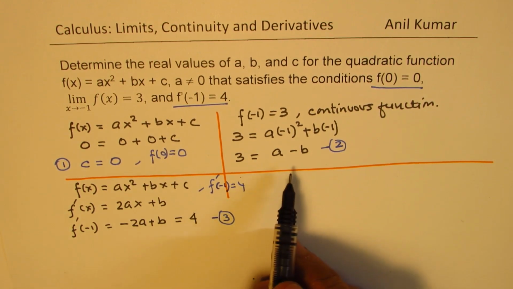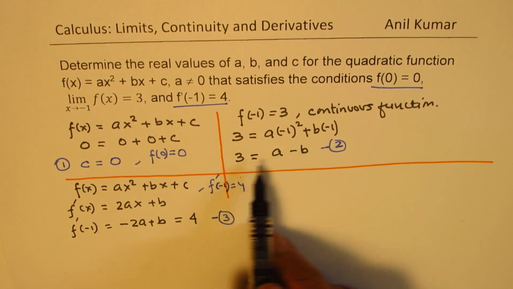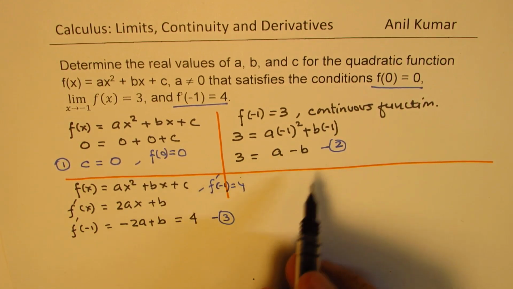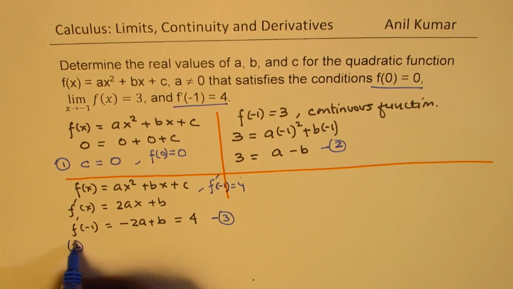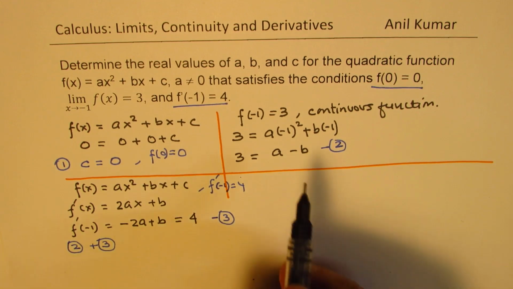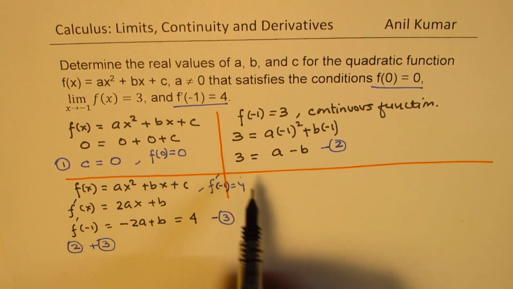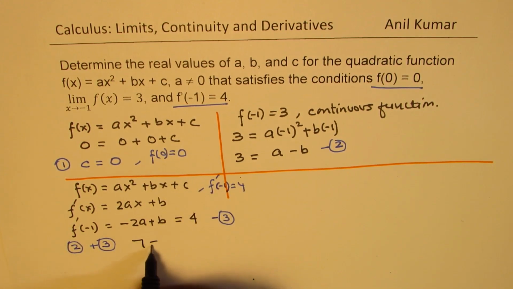And now we have two equations, 2 and 3, with a and b. If I add them up, what do I get? So if I add equation 2 with equation 3, what I get here is 4 plus 3 is 7 equals a minus 2a as minus a, and minus b plus b is 0. So we get the value of a as minus 7.